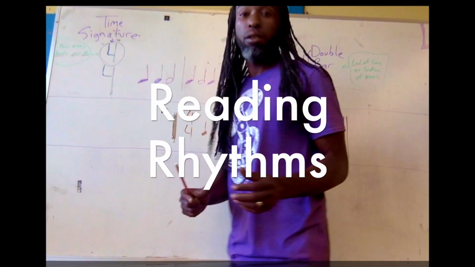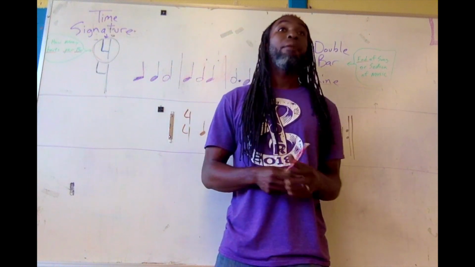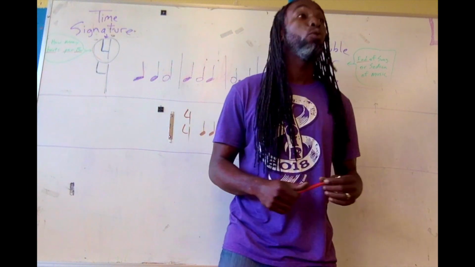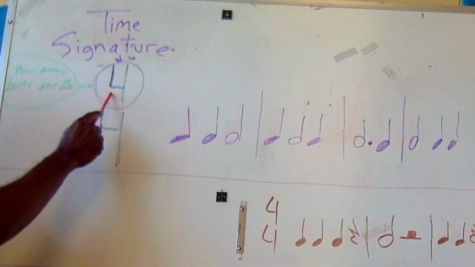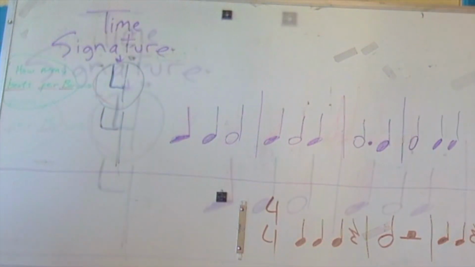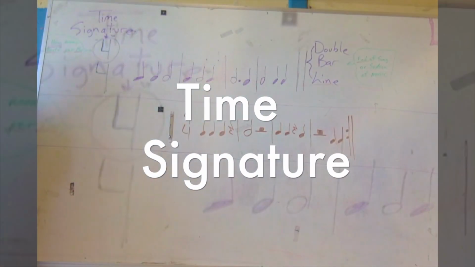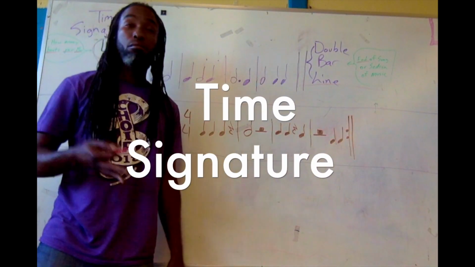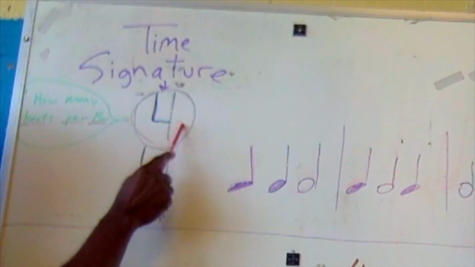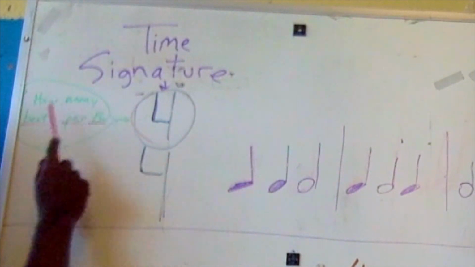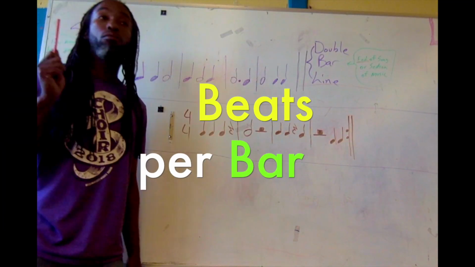It's very good to understand the notes on the rhythm chart and what the rhythm notes are and how many counts they get, but you also need to know how to apply them. And we're going to work a little bit on that today. These two numbers that are stacked on top of each other that look like a fraction, that's called the time signature. Everybody say time signature. Time signature. Very good. Remember that the top note is the most important. It tells you how many beats per bar. Everybody say beats per bar. Beats per bar. Very good.